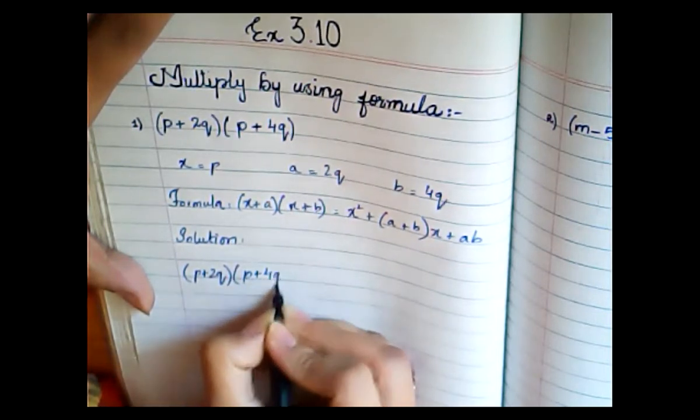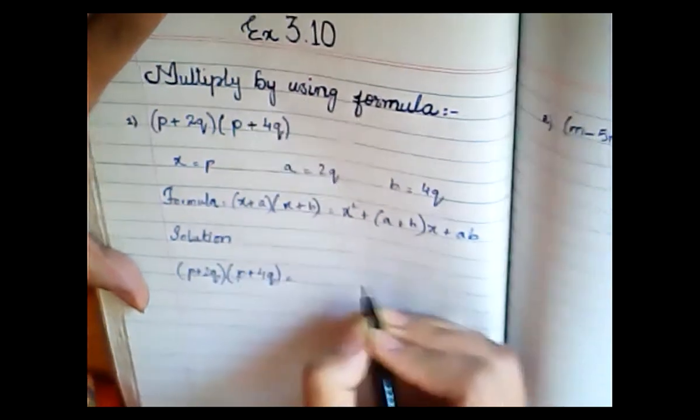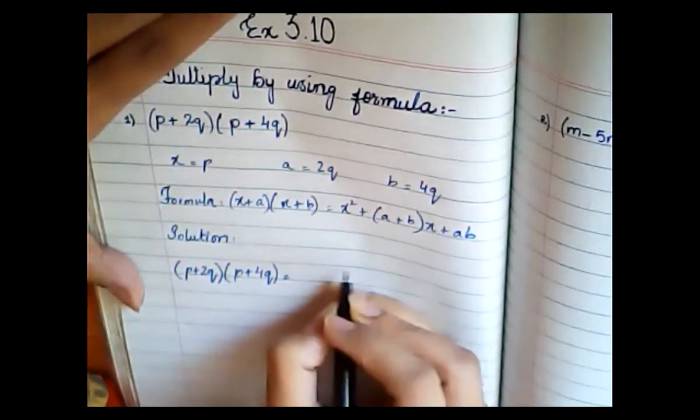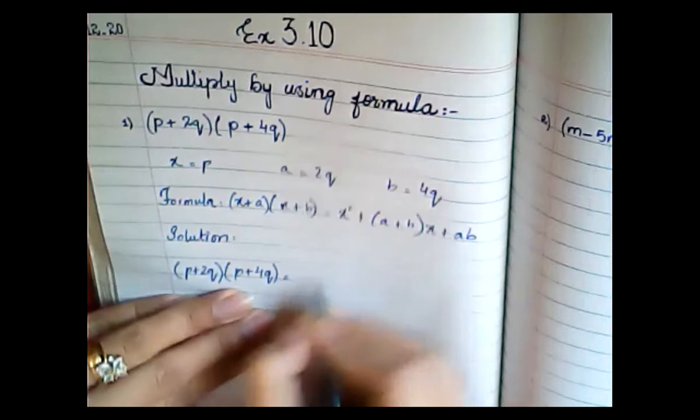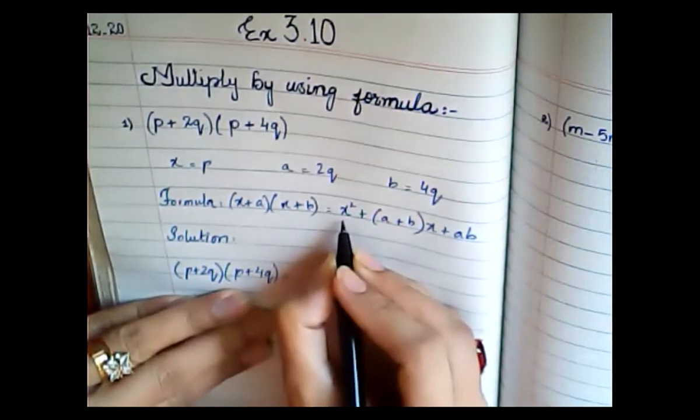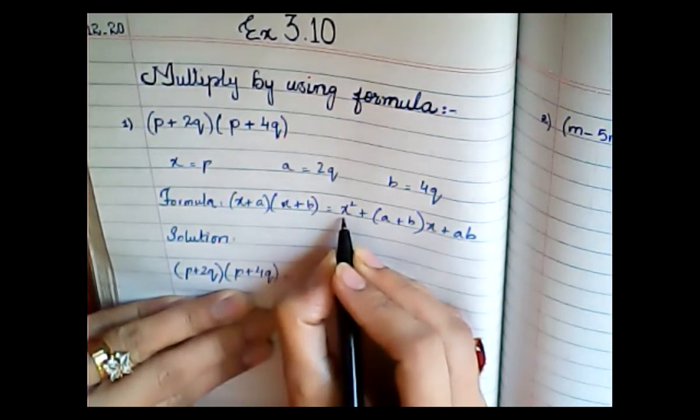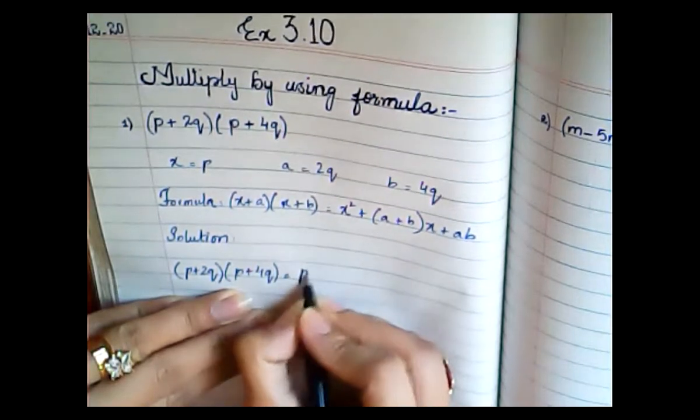Can you see the numbers clearly? Can you see the simplification properly? Now we have copied the question left hand side. Now let's put the value of x. What is the value of x? P. So we get p square.